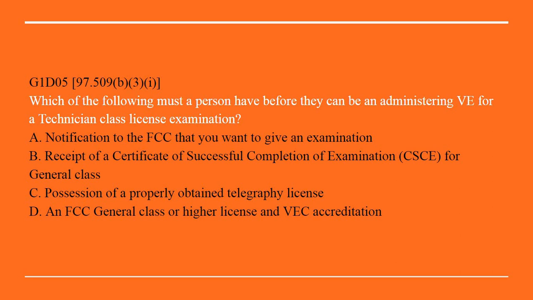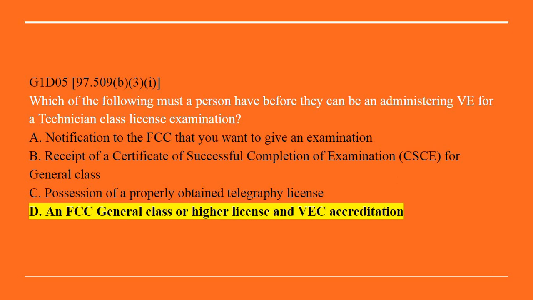G1D05. Which of the following must a person have before they can be an administering VE for a technician class license exam? A. Notification to the FCC that you want to give an examination. B. Receipt of a certificate of successful completion of examination for a general class. C. Possession of a properly obtained telegraphy license, or D, an FCC general class or higher license and VEC accreditation. Correct answer is D, an FCC general class or higher license and VEC accreditation.